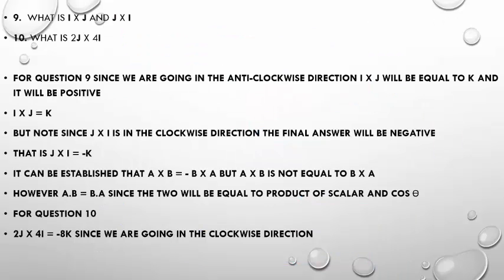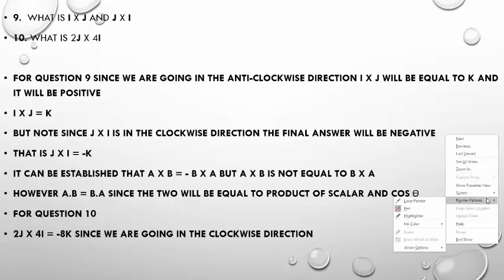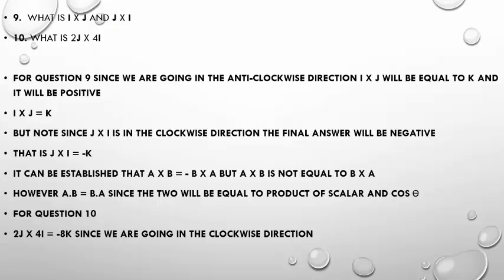So what is I cross J and J cross I? That is what we just solved now. I cross J, because we are moving in the anti-clockwise direction, our answer will be K. When we look at J cross I, because we are moving in the clockwise direction, our answer will be negative. If you move in the clockwise direction, your answer will be negative. You move in the anti-clockwise direction, your answer will be positive.